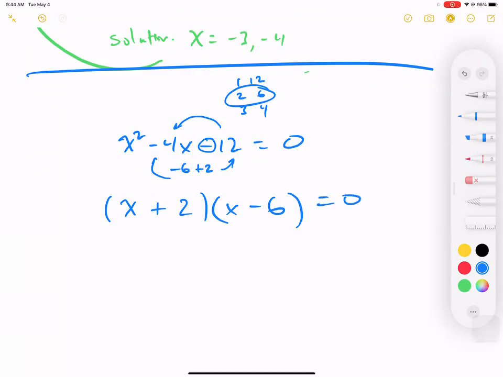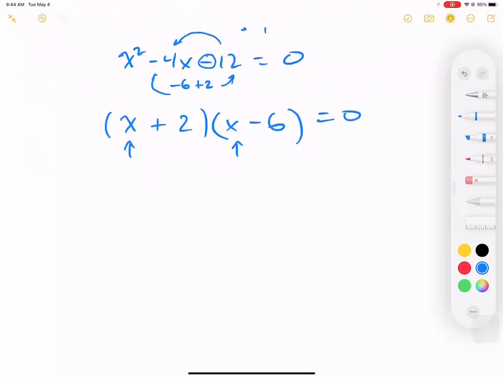Equals 0. Can you tell me automatically, without doing any more work here, what would make these go to 0? What would cancel out a plus 2? What would cancel out a 6? Thank you. Negative 2 would cancel out the front, but a positive 6 would cancel out the back. So they're two different answers, but they both would 100% work.